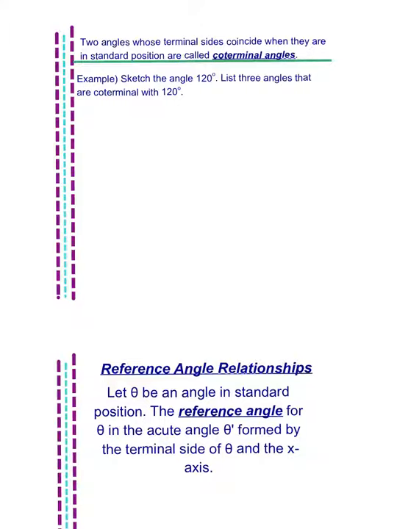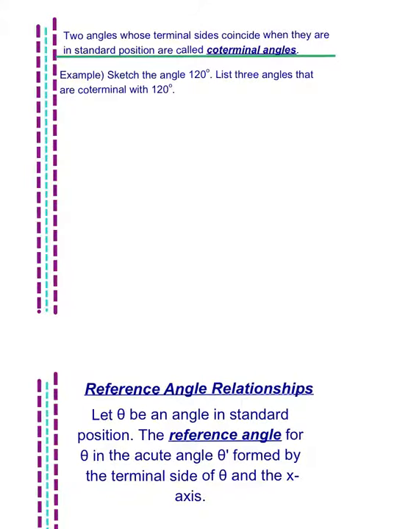Now what we're going to do is define coterminal angles. 2 angles whose terminal sides coincide when they're in standard position are called coterminal angles. So these are angles that have the same terminal side once they've been plotted in standard position.